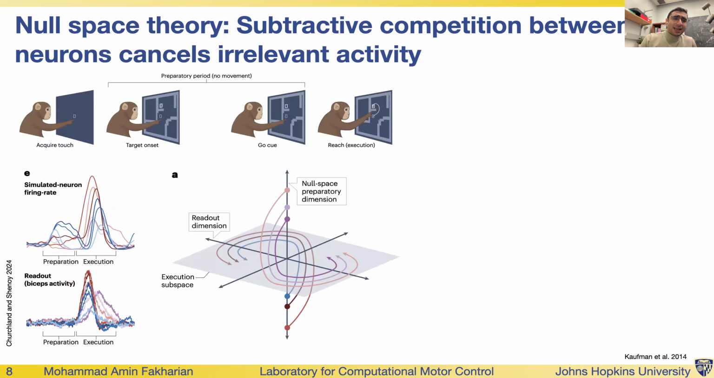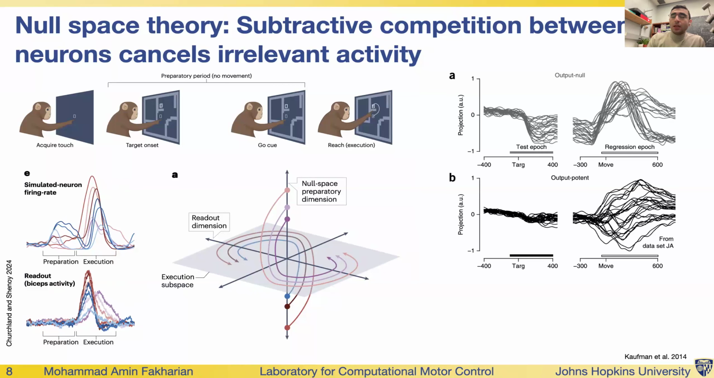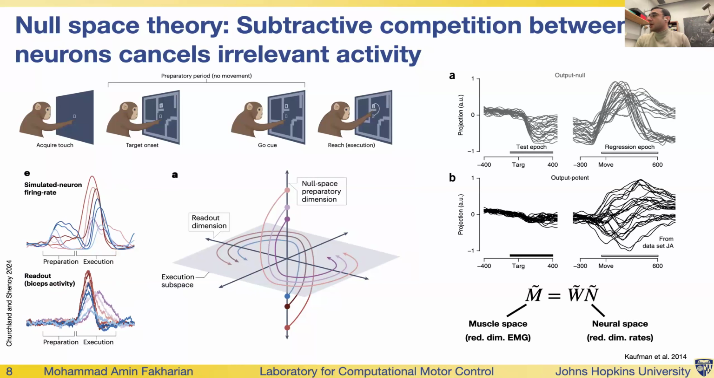And the basic idea is that they linearly cancel each other in the null space, and the potent space would be where the activity forms the activity of the muscles. In order to model that, they use a linear model, and they basically linearly map the muscle space, which is the reduced dimension EMG that they record, to the neural space, which is the reduced dimension rays.